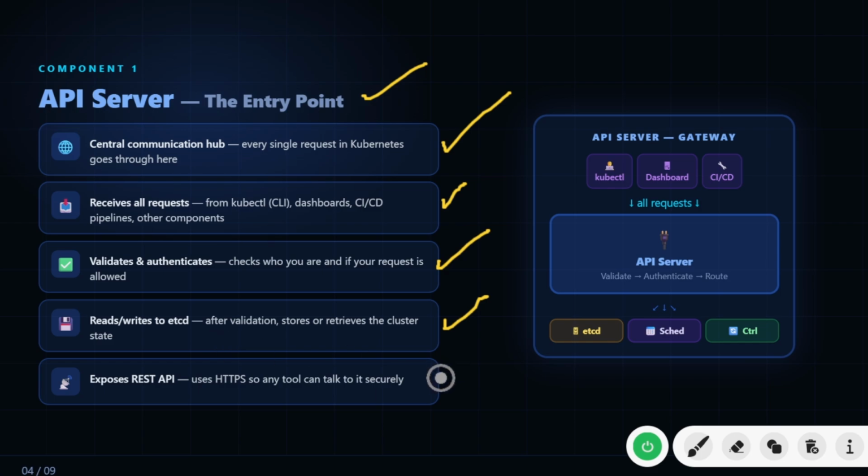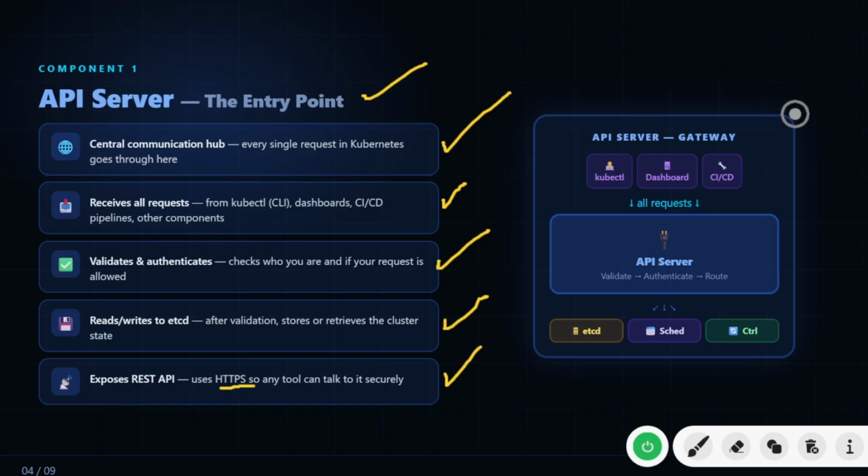Okay, etcd, as I said, is like a memory for the cluster, and it exposes the REST API. So it uses HTTPS, so any tool can talk to it in a secure manner. Okay, here is how the flow works, whatever I just explained in the points.